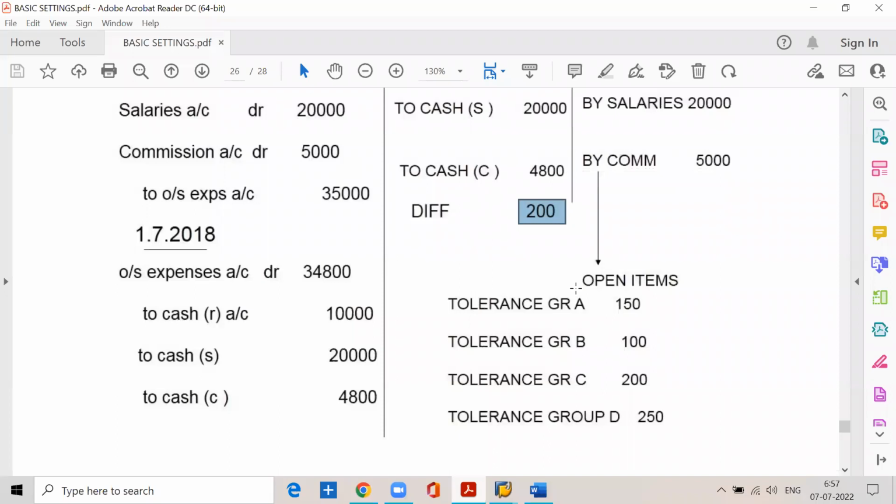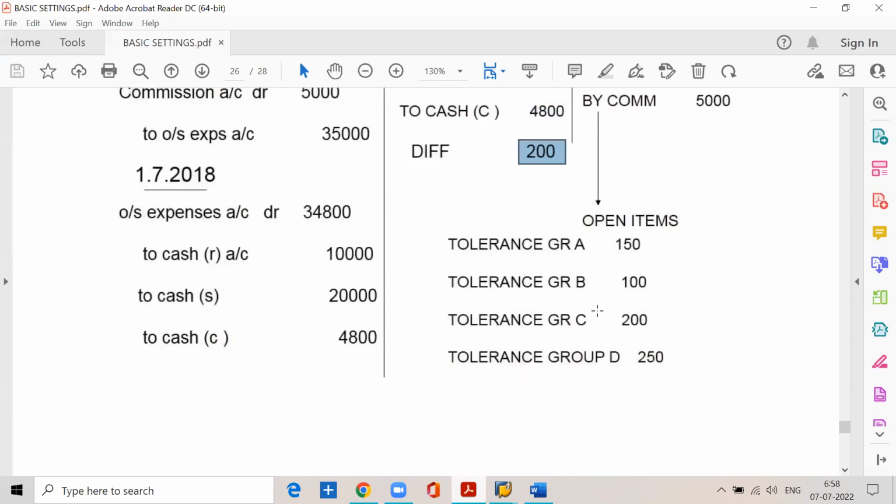See, if the difference is more than the upper limit of the tolerance group, that will be transferred to balance sheet. If the difference is less than the upper limit of the tolerance group, that will be transferred to P&L account. Let us come in the reverse way. Here, it is the policy of the accounts department that in this type of accounts, if the difference is equal to 200 rupees or less than 200 rupees, straight away write it off to P&L account. That's the policy. In that case, in the outstanding expense account, we can assign either group C or group D.